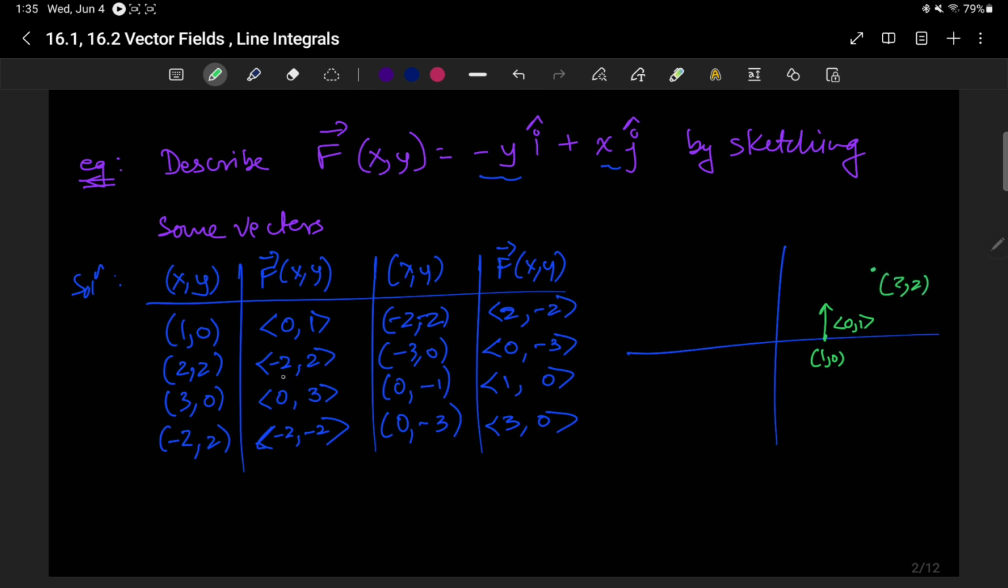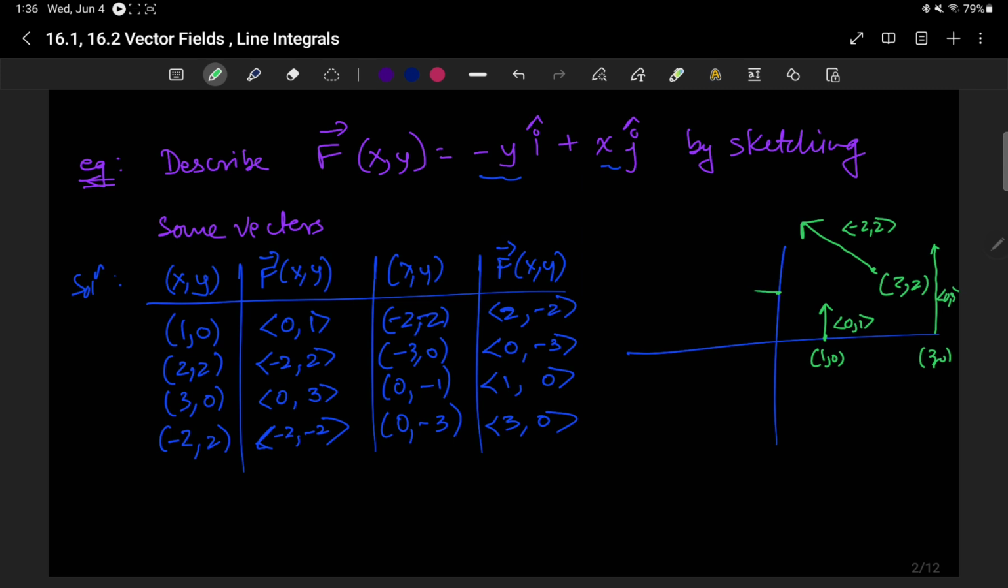Where does the vector point? It's negative x direction and then positive y. But it's longer, so it's pointing somewhere here. It's pointing towards the northwest. 3 comma 0, it points at 0 3. So 3 comma 0, there's a vector that's pointing straight up. 3 comma 0, this is the vector 0 3. This is the vector negative 2 2.